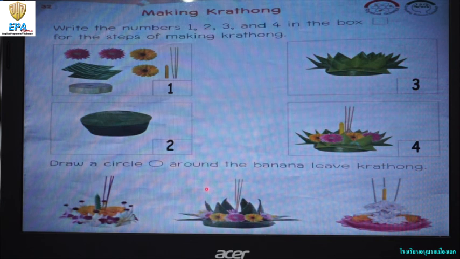And lastly, you are going to draw a circle around the banana leaf kratom. Which of these 3 is the banana leaf kratom? Kratom 1, kratom 2, or kratom 3? What is your answer? Good job, kids. The correct answer is kratom number 2. It is made of banana leaves. So there you go. You have to circle it.